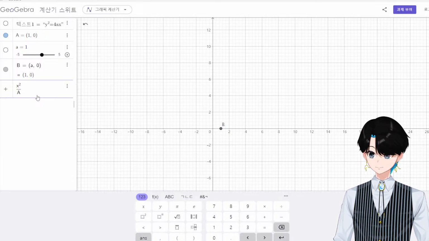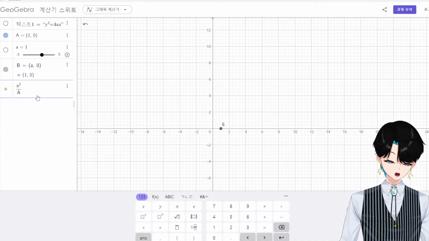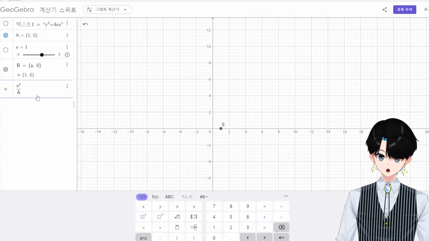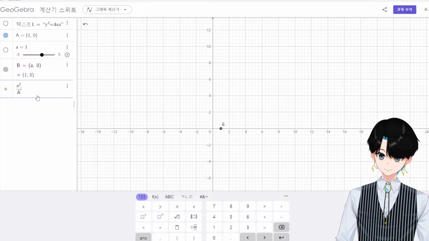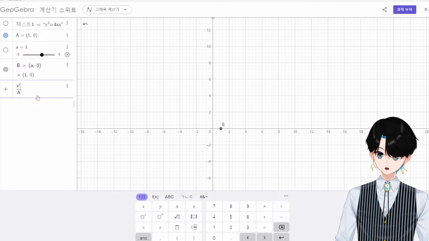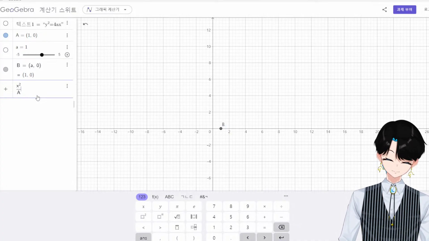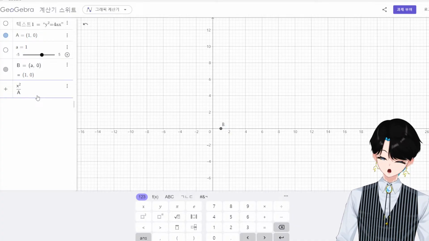But still, for a math nerd like me, it's really an interesting thing to do. I really want to animate the formation going from circle to ellipse to parabola to hyperbola.